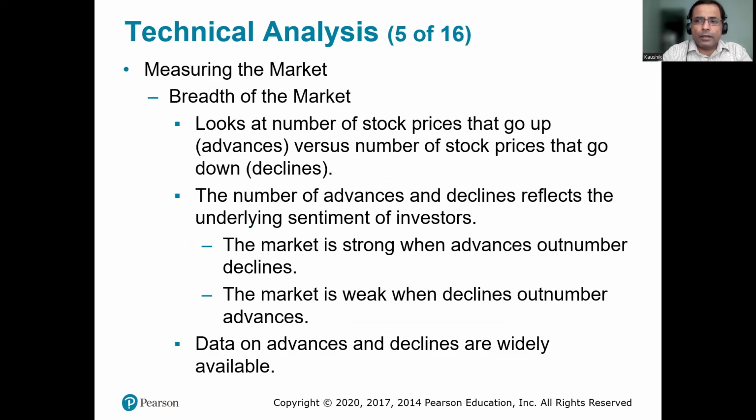Then we look at the breadth of the market. Breadth means the number of stocks whose prices have gone up versus the number of stocks for which the prices have gone down. A stock whose price has gone up is an advance. A stock whose price has gone down is a decline. If the number of advances is more than the number of declines, it means the market is strong, so we can expect prices to remain high or to increase further. But if the declines are more than the advances, it means that the market is weak, so we can expect prices to decline.